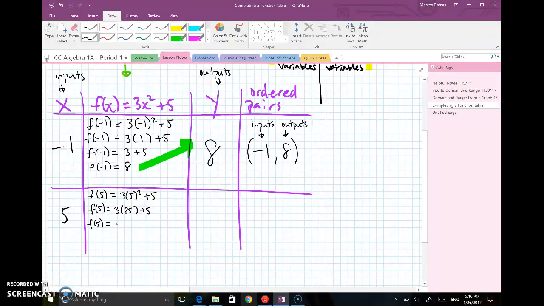Okay, 3 times 25, when you have 3/4, you have 75 plus 5. And ultimately, what I get is 80. So this 80 goes, once again, into my output, my y, my f of x, like that. And as a summary, an input of 5 with this function will give you always an output of 80. And that's all there is to it.